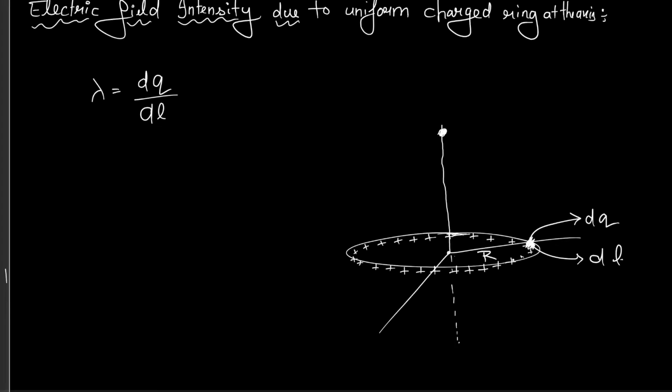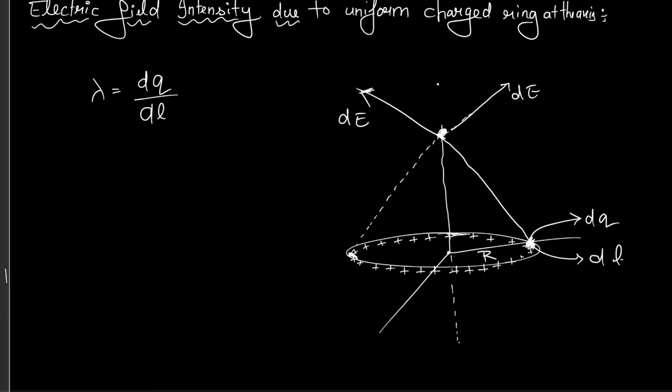Let's suppose the ring has radius capital R, and we want to find the electric field at this point. It is in this direction, and this electric field I take as dE. Then similarly, I have to vary the dq from this position. Then basically here also you have some dq element.